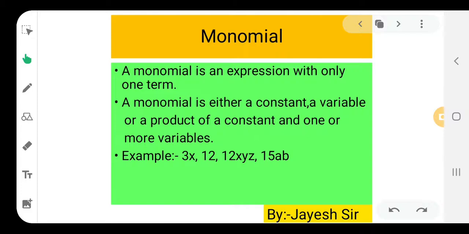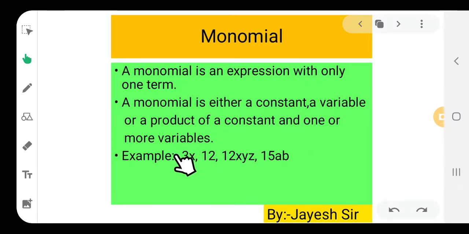monomial. A monomial is an expression with only one term. You can see over here, a monomial is an expression with only one term. A monomial is either a constant, for example 12, which is only a constant, or a variable, that is x. If it is only x, then also it is a monomial, or a product of a constant and one or more variables.